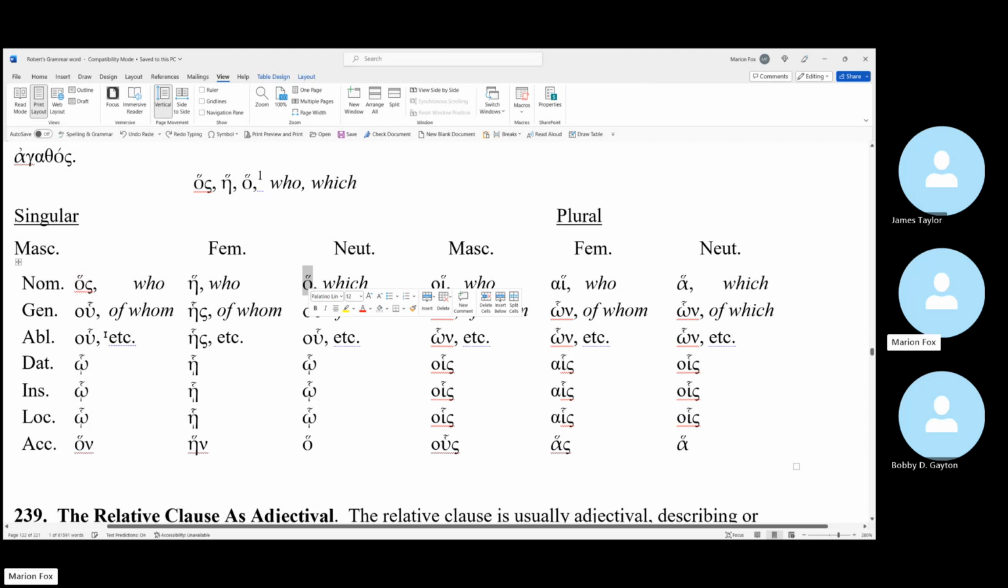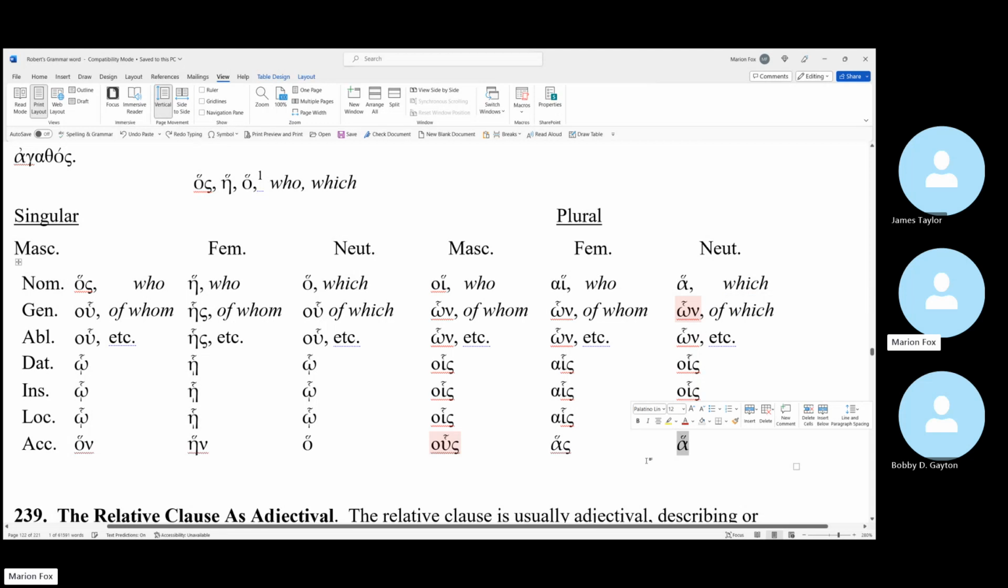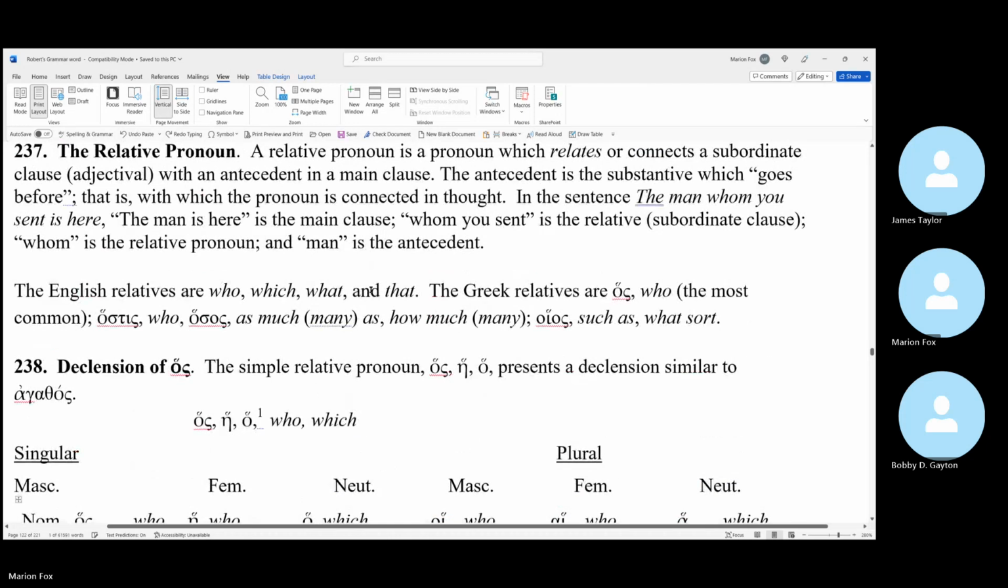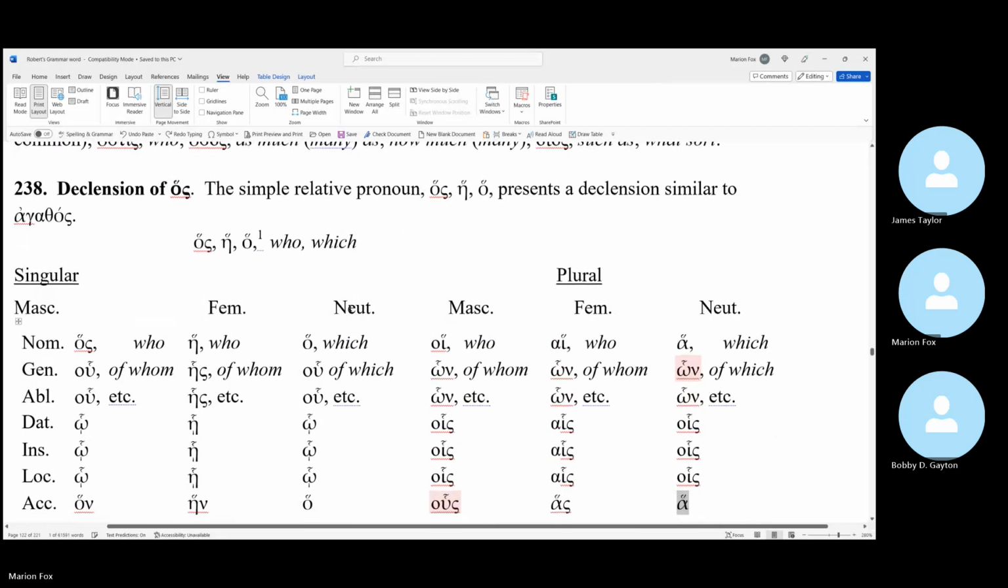Okay. Now you'll notice also that in the neuter, the nominative singular and accusative singular are the same form. Again, you can't tell which it is; you have to go by context. Over here on the neuter plural, the nominative plural neuter and the accusative plural neuter are the same. Again, it's a contextual question as to which is which. All right, so this is your declension of it. This is your form.